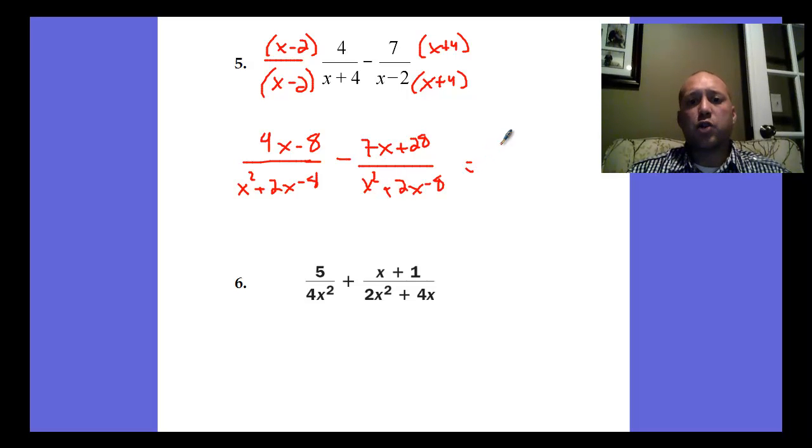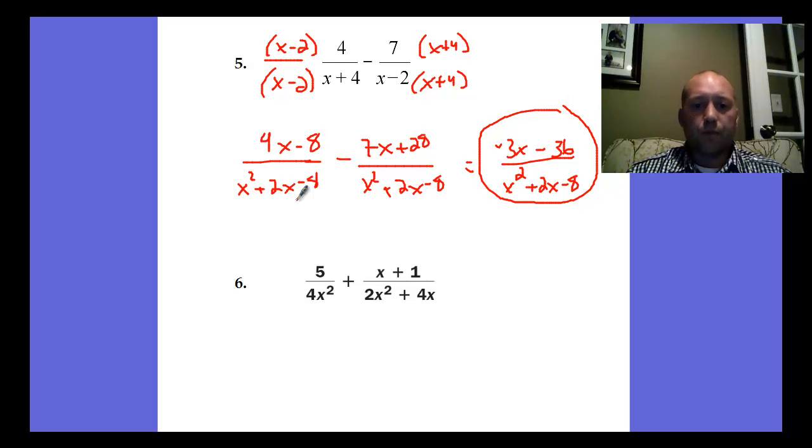So we can combine like terms in the numerator. Be careful of your negative sign. So negative 3x, but negative 8 minus a positive 28, so it's more negative, negative 36, all over x squared plus 2x minus 8. And that'll be it.